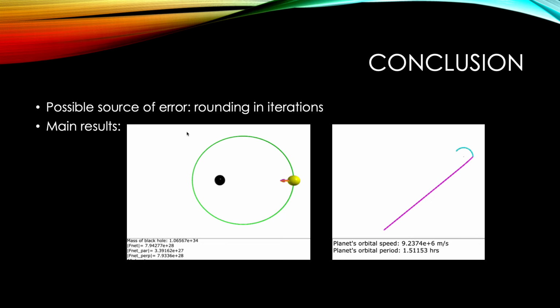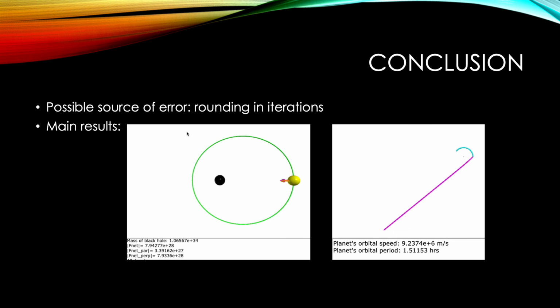To conclude this lab, I would first like to point out one possible source of error, which is rounding in iteration. When running the computational models, a lot of numbers were rounded, and after a few loops, there could be an inaccuracy of the result towards the end. And I also took a screenshot after each part of the lab.